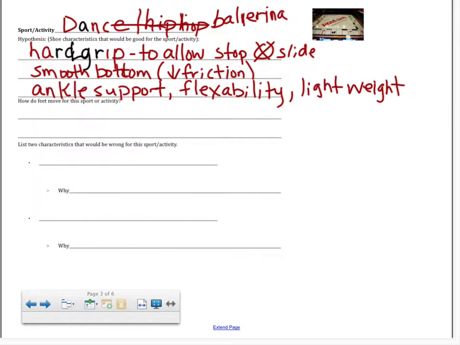Okay, let me ask you one second. So for ballerina, do you think we needed the hard grip? No. So we just crossed that off. But we did need the smooth bottom, ankle support. No. Wait, maybe. Flexibility, yes, ankle support. Yeah, no, you don't have ankle support. Okay, well, this is a hypothesis. You're still saying ankle support, so we'll keep that. That's fine. Flexibility and lightweight, yes.